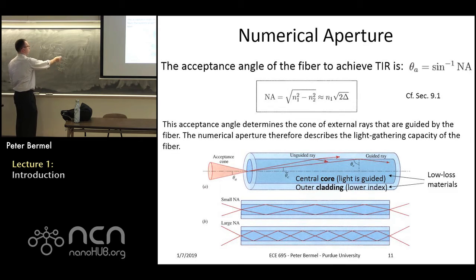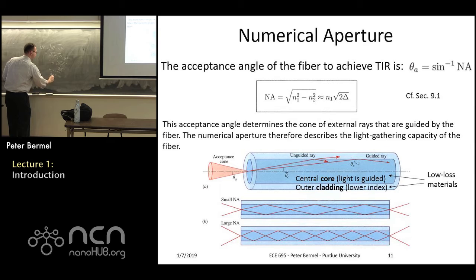So basically what this is telling you is that this delta parameter, which is that fractional difference that I was talking about, is going to give you the square root in the numerical aperture. Just to give you an example, if we say n1 is like 1.44 and delta is 0.001, just as an example, or let's say 0.01, just to be simpler math.